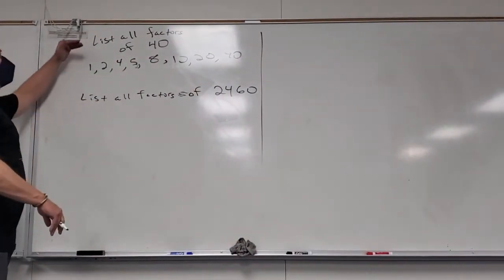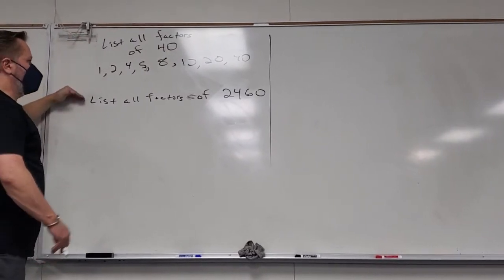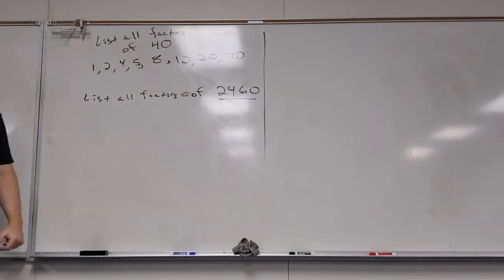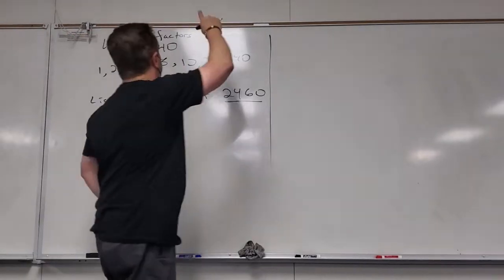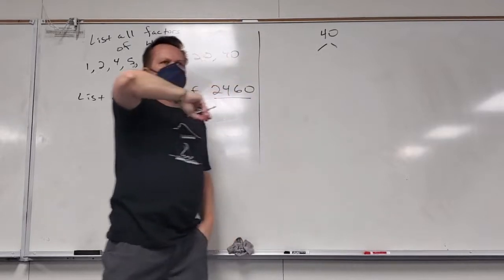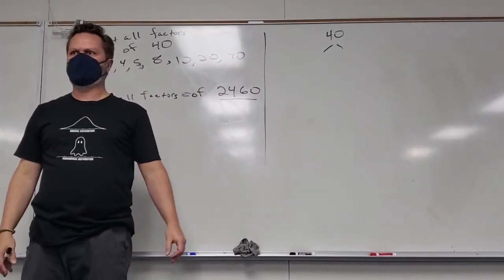So, quick recap, list all the factors of 40, we did it. If I ask you this question, one thing that would make it easier is if I knew ahead of time how many I'm supposed to end up with. So here's something cool. Let's look at 40. Let's do a prime factor tree of 40. You guys remember prime factor trees?